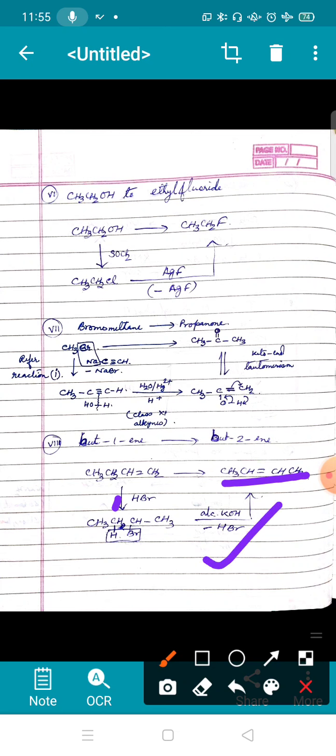And how can we carry out this conversion? By heating with alcoholic KOH. So remember, whenever there is an isomerization reaction, that also a position isomerization reaction, always the steps will be either addition followed by elimination or elimination followed by addition.